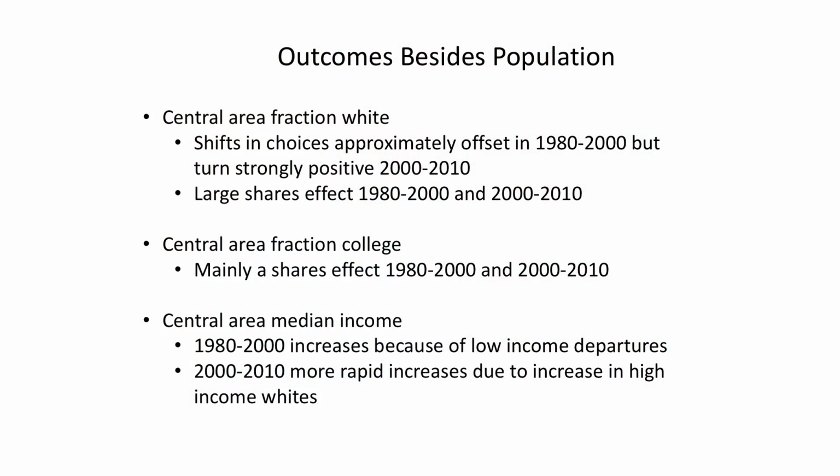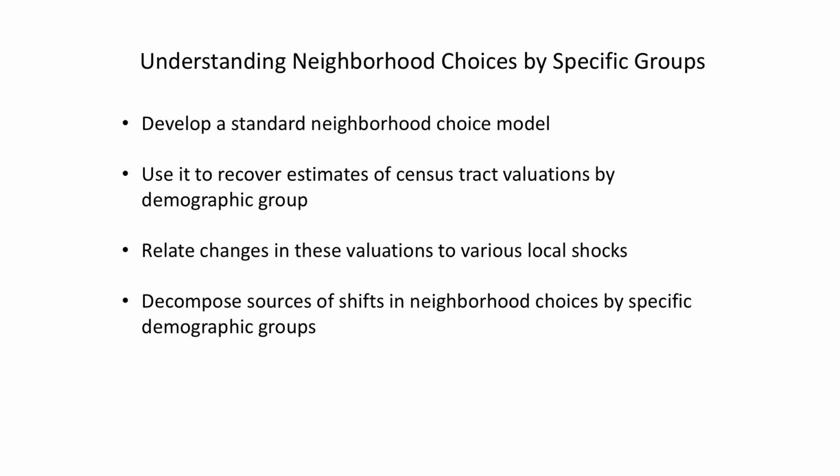OK, so we looked at some other outcomes, and I should get onto the model. I don't have too much time, but basically these decompositions will give you what you'd expect in terms of drivers of central area fraction, white fraction, college, and median income, given what we just saw with education. OK, so now I want to develop a standard neighborhood choice model and use it to decompose reasons for changes in these downtown neighborhood choices.